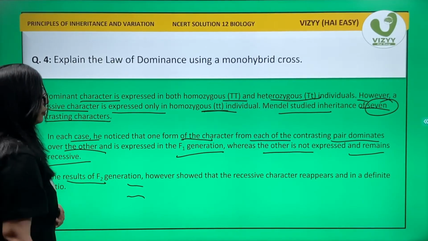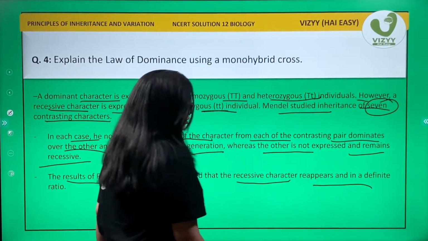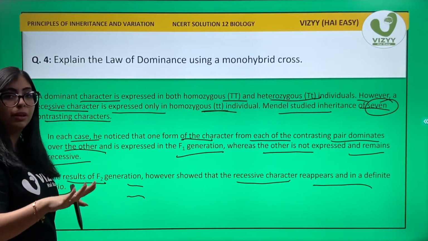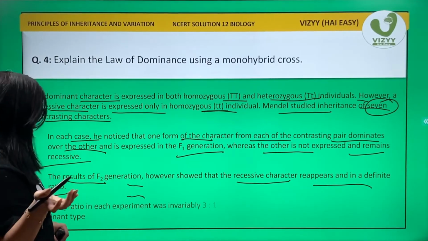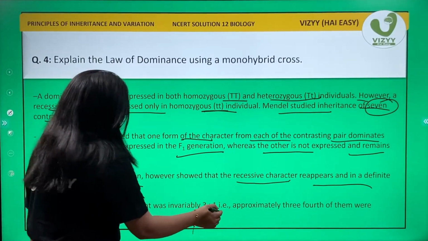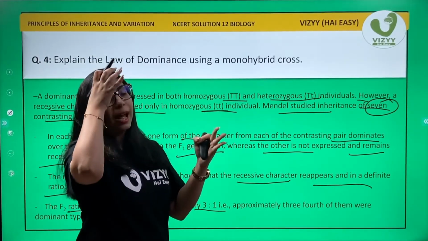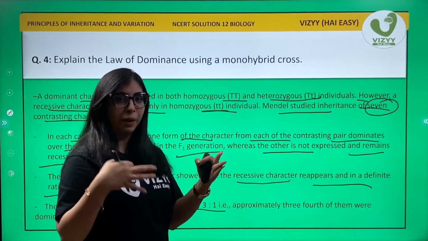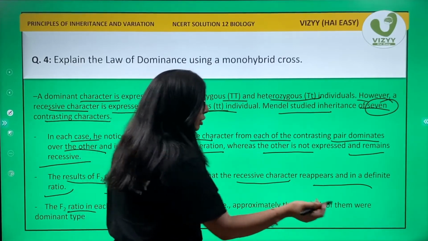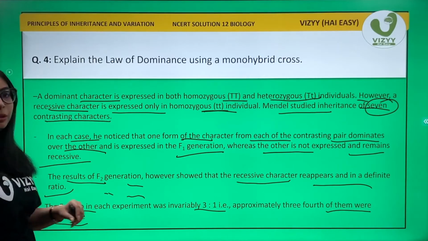However, the result of the F2 generation showed that recessive characters reappear in a definite ratio. So they will reappear, but in what ratio? Let's have a look. In each F2 generation of the experiment, the ratio was similar to 3:1. So for every 3 tall plants, there would be 1 dwarf plant. Approximately 3/4 of them were tall or dominant type.